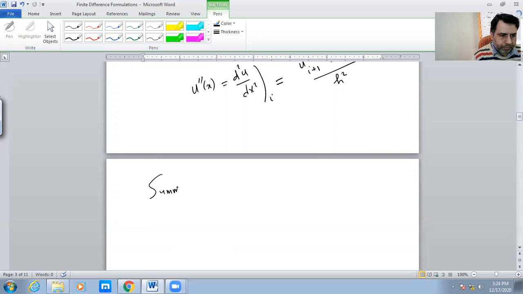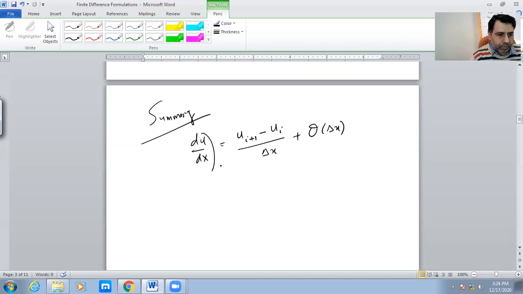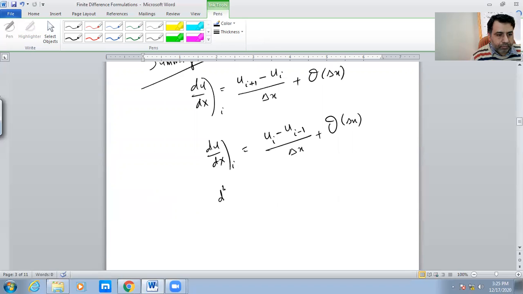So, summary. First order derivative, forward approximation: ui plus 1 minus ui divided by delta x at the i location. Backward difference approximation: the value of the function at the ith grid point minus the previous grid point by delta x. This is again order delta x approximation. And a better one is the central du by dx at i: ui plus 1 minus ui minus 1 by twice delta x plus order delta x square.